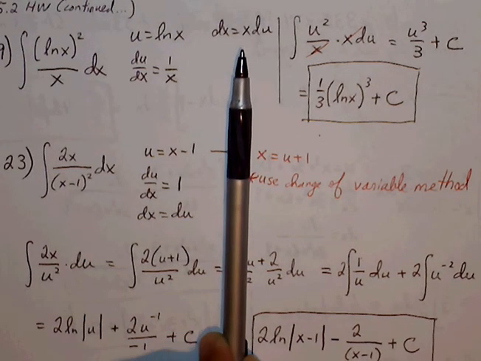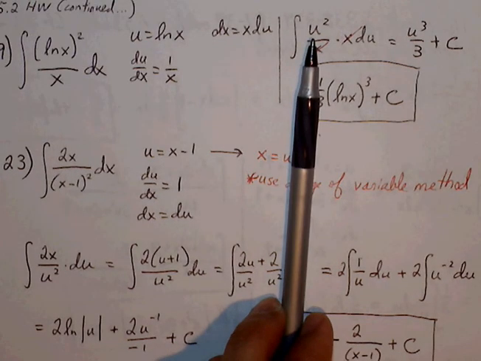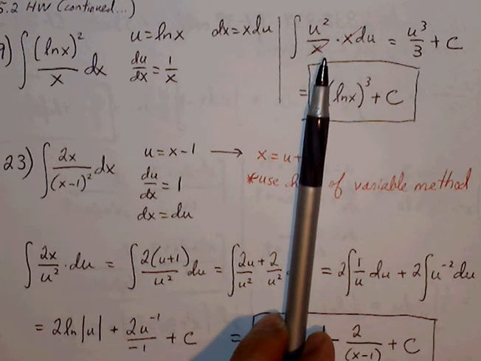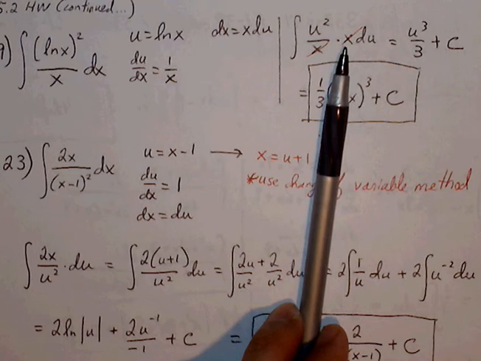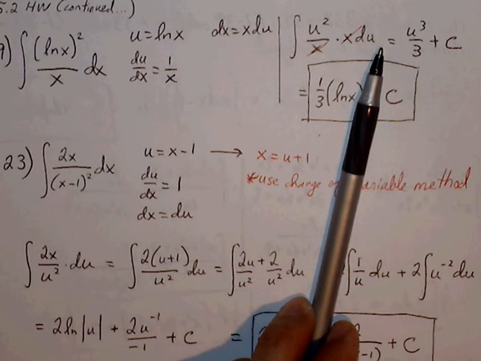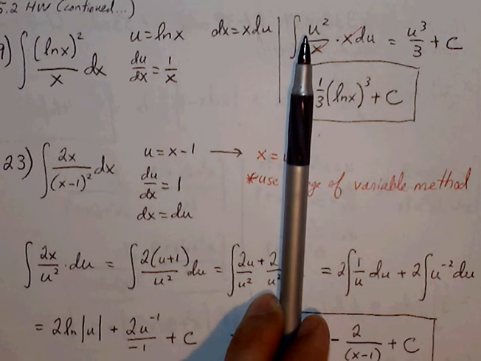Make our substitution. Natural log of x gets replaced with u. We square that. Denominator stays for now, times, in terms of dx, replace dx in terms of du, so x times du. The x's conveniently cancel out. We're left with the integral of u squared du.